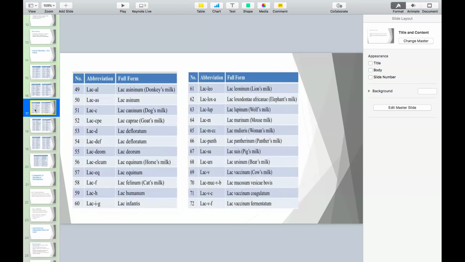The LAC series is also included in the SARCODES. We can consider Lac humanum, Lac leoninum, Lac defloratum, Lac caninum, Lac equinum, all of which are included in these SARCODES.